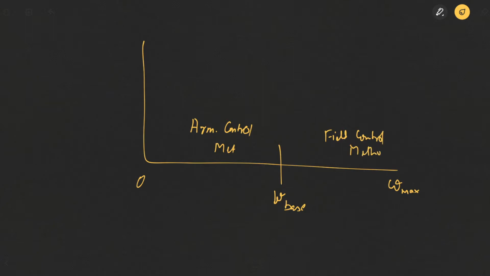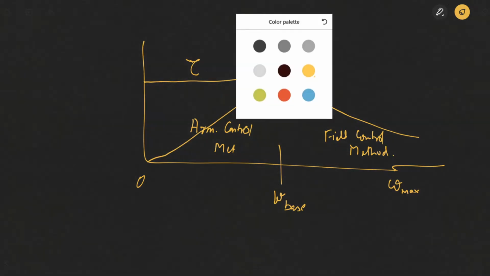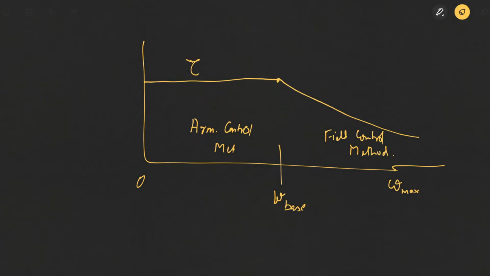Once you see the equations, you'll notice that in the armature control, while maintaining the field flux constant in this region, the torque will be constant, and then it will start decreasing in this region. And similarly, power will be increasing in this region, and then it will be constant in this region. So this is your power profile, this is your torque profile.